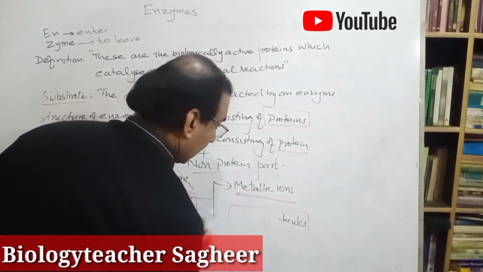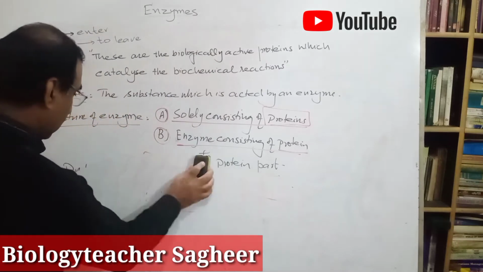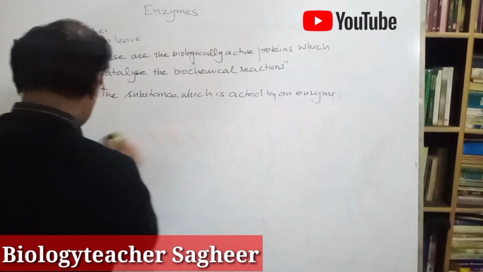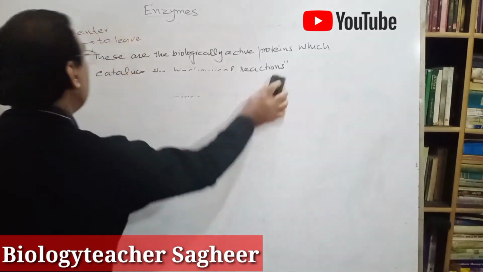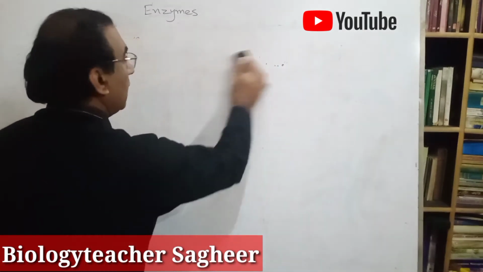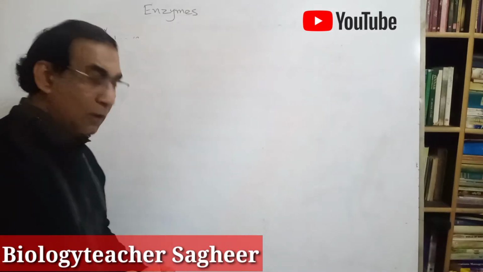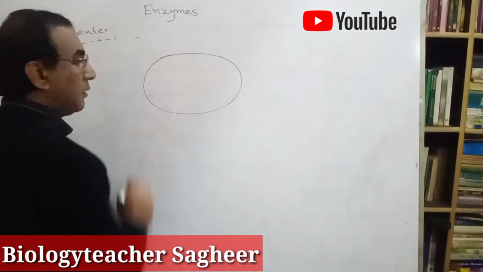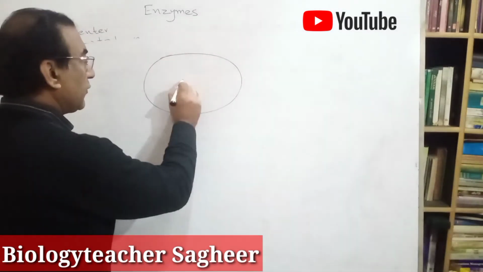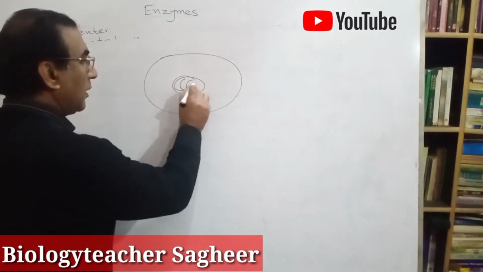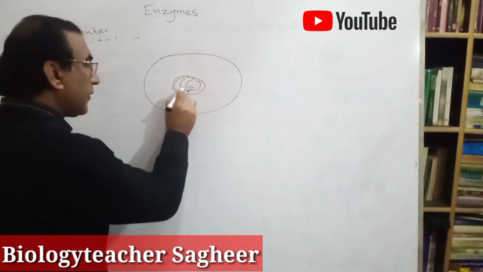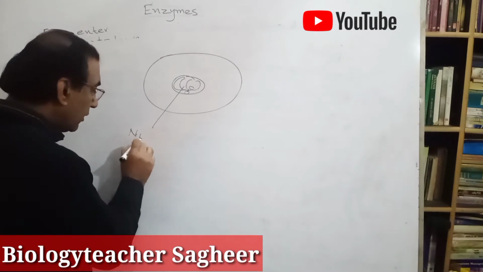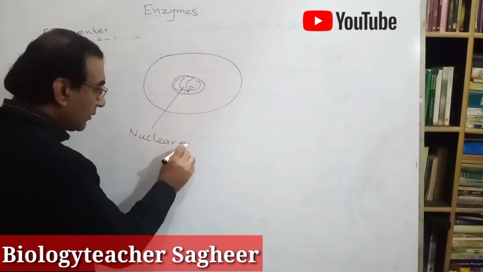Now, where are these enzymes produced and where are these found? Look, here is a cell. This is, for example, the nucleus. There are certain enzymes which are found in the nucleus. So some enzymes are known as what? Nuclear enzymes.